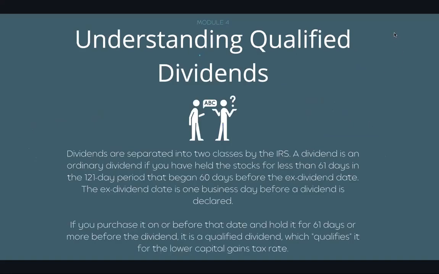Cool. So going a little further, for qualified dividends, dividends are separated into two classes by the IRS. A dividend is an ordinary dividend if you held the stock for less than 61 days in the 121-day period that began 60 days before the ex-dividend date. And like we mentioned before, the ex-dividend date is 1 business day before a dividend is declared. If you purchase it on or before that date and hold it for 61 days or more, it is a qualified dividend, which qualifies it for a lower capital gains tax rate.